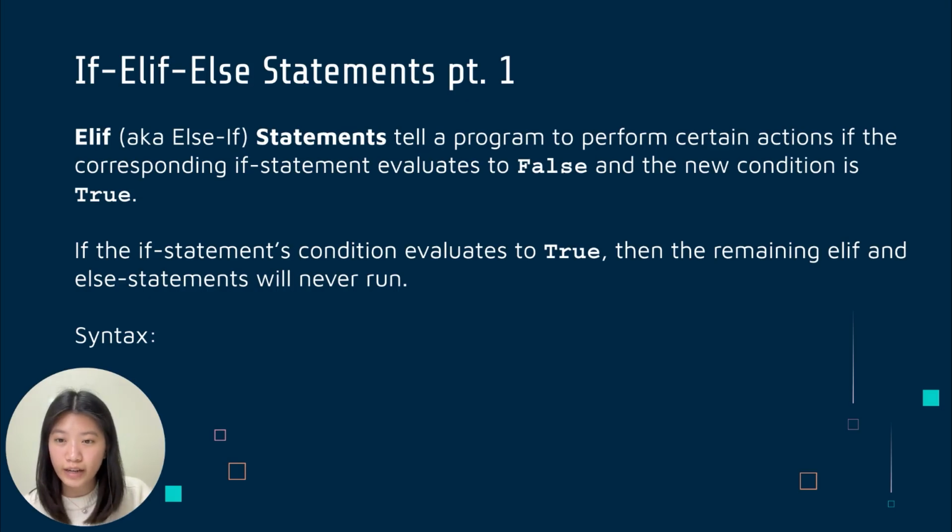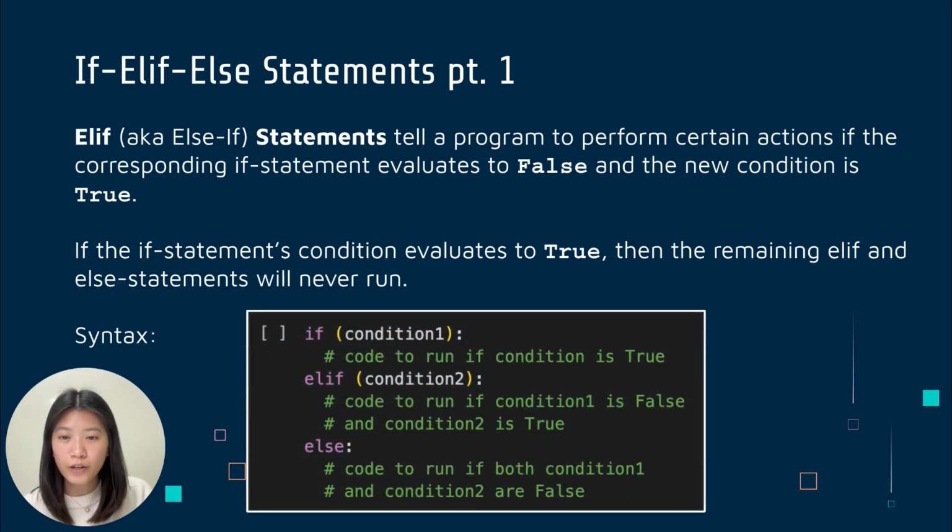So let's go over the syntax for this. First, we're going to have if condition 1, and then below that if statement, all the indented code is going to be the code you want to run if condition 1 is true. Then we'll have elif condition 2, and the code below this elif statement is going to be the code to run if condition 1 is false and condition 2 is true. And below that, we'll have the else statement, and all the code in that indented chunk of code will only run if condition 1 and condition 2 both evaluate to false.